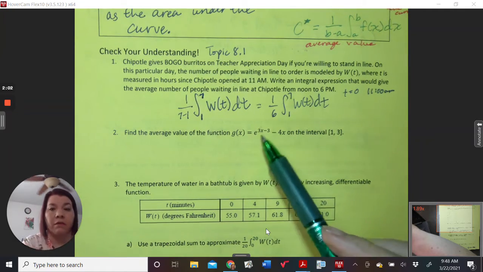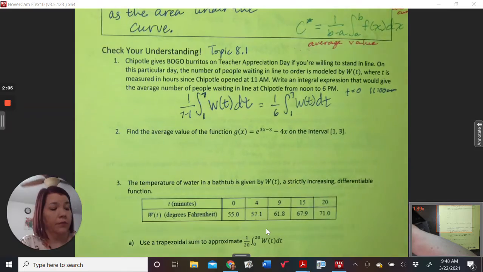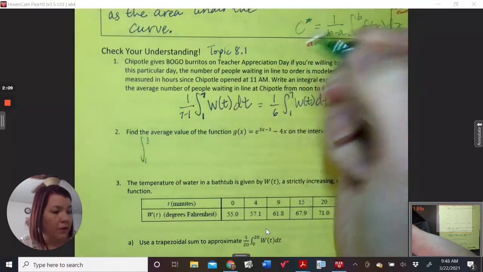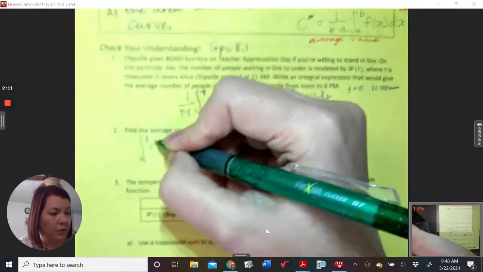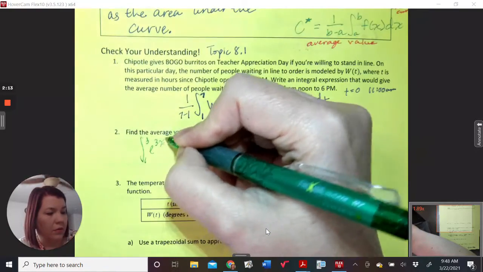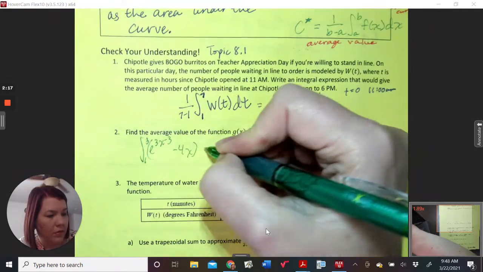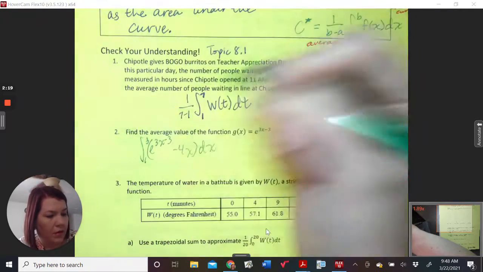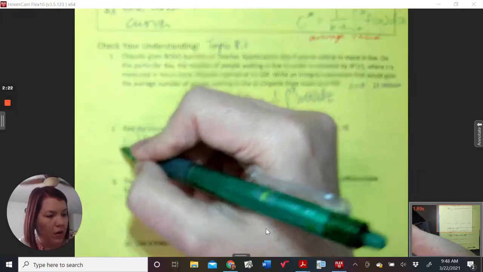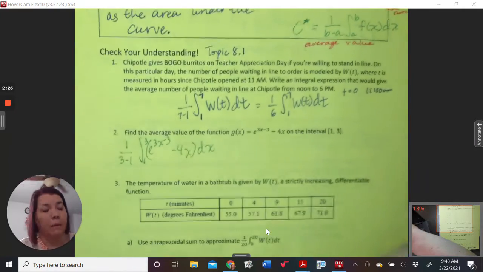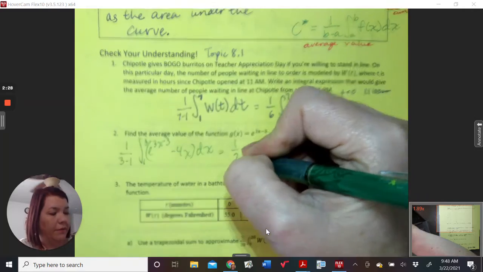Find the average value of this function on the interval. Okay, so we're going to go from 1 to 3 of our function g of x, which I'm going to go ahead and put in here. And average value means 1 over 3 minus 1. Okay, that's equal to 1/2.